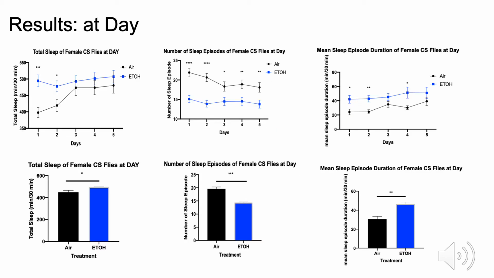Looking more specifically at what happens each day, we observe that during the day, flies tend to increase their total sleep and decrease the number of fragments that they sleep, known as the number of sleep episodes. They decrease the number of sleep episodes, and per those episodes, they increase the time they spend sleeping. So they increase the mean sleep episode duration.